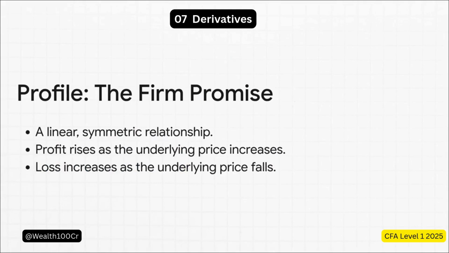So let's look at the picture for the firm promise. You can see it is a perfect straight line. If the price goes up, your profit goes up in that straight line. But if the price goes down, your loss also goes down in that same straight line. It means you have unlimited potential for profit, but also unlimited potential for loss. It is a simple, symmetric, two-way street.